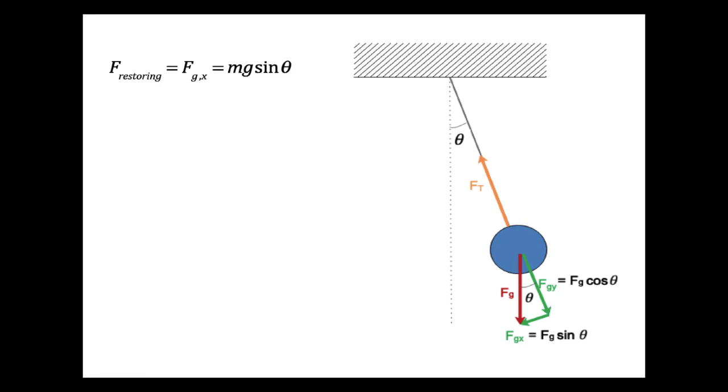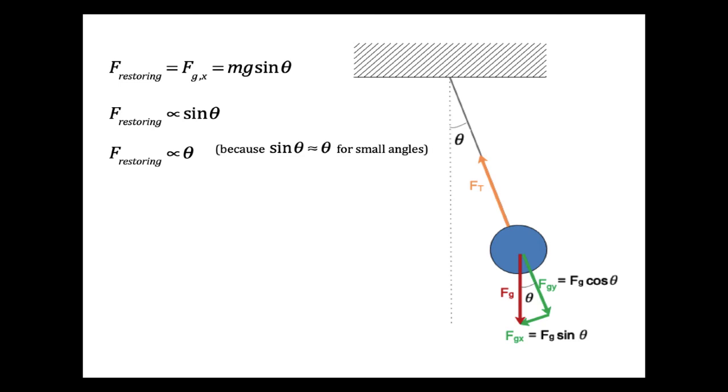m and g are constants, so we can write the equation as a proportionality. Restoring force is proportional to sine theta. Here theta represents angular displacement. This is not exactly the condition for simple harmonic motion. SHM requires that restoring force be proportional to displacement, not sine of displacement. So is pendulum motion SHM or not? Well, if the angle is small, then the sine theta value is very close to theta. Now the restoring force is proportional to displacement and the simple pendulum satisfies the criteria of SHM.